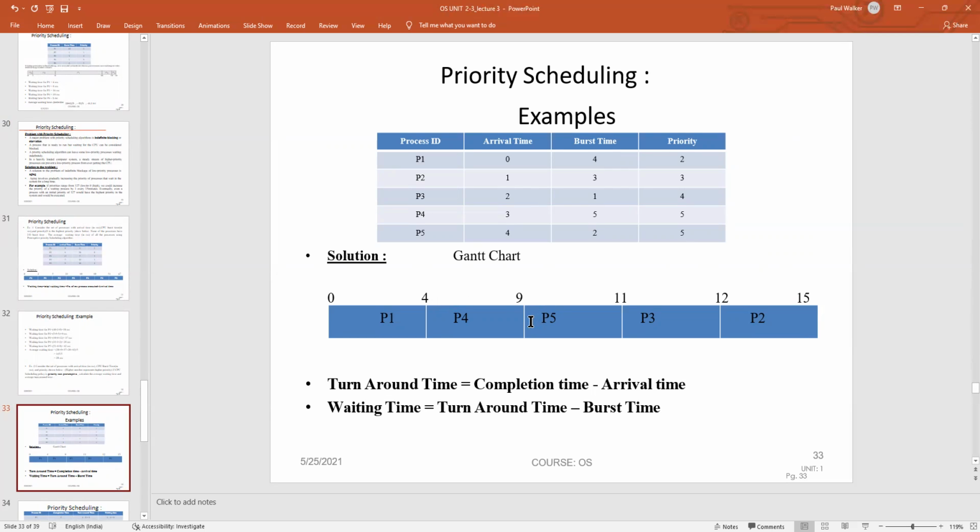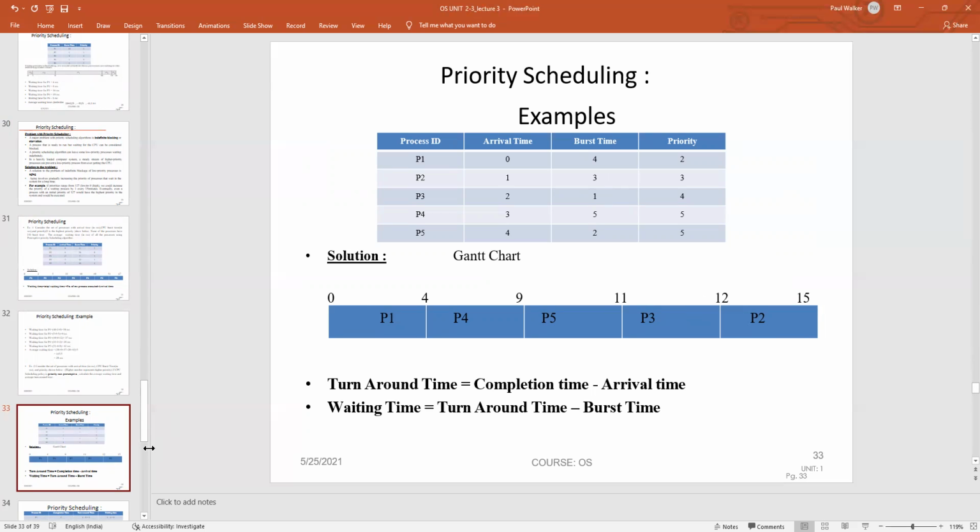After that, P5 is also taken because both the values are the same. 9 plus 2, the value is 11. After that, the process P3 has been taken. Here, the value is 1 for the burst time. 11 plus 1, the value is 12. After that, P2 has been taken based on the priority value. Here, 12 plus 3, the value is 15.